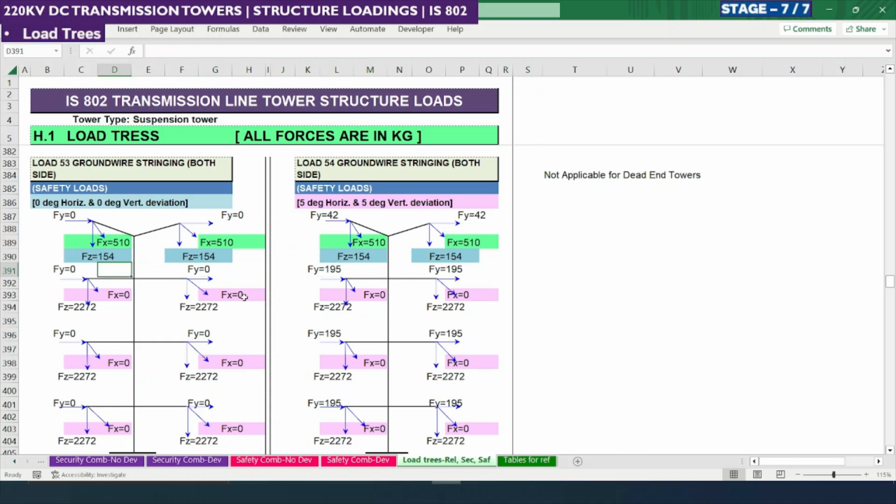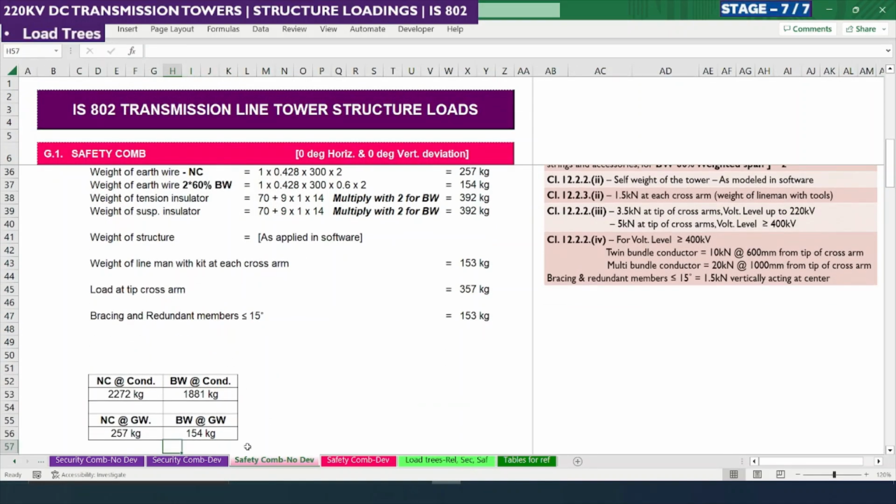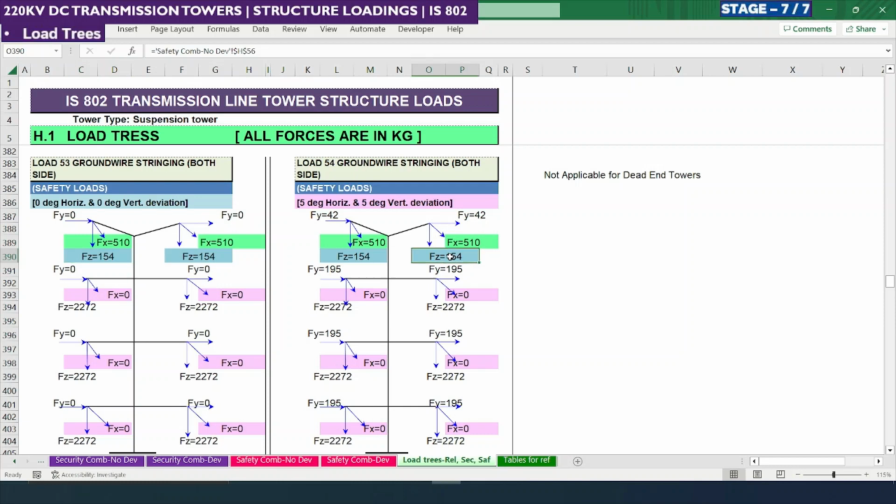And in the stringing wire or broken wire case we need to consider the vertical load only for the broken wire. So here you can see only the earth wire at the broken wire span we need to consider, that is 2 into 60% of broken wire. How to calculate this we already discussed in our stage 6, so you can refer to those videos. So this 154 kg is to be applied for the stringing ground wire condition, that is load cases 53 and 54.